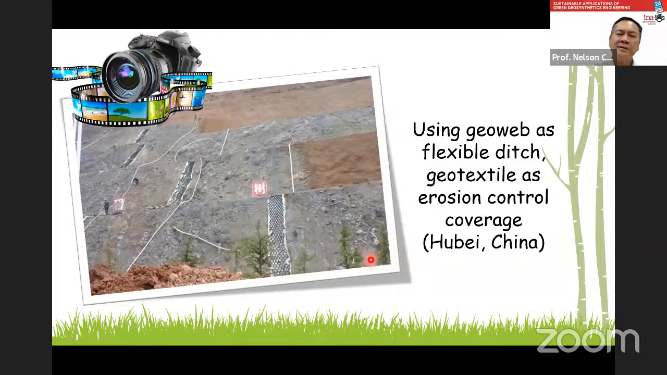I also used the same technique in a project in Hubei, China. We use a geoweb as a flexible ditch. At the bottom, we put a layer of geofabric to avoid erosion, and put this flexible geoweb as a vertical ditch. It's easy to construct, and you can make whatever size you want. You can make 1 meter or whatever you need. So the water can drain through this vertical ditch. Actually, it's not a ditch; it's just some geosynthetic material, without using any concrete structure.